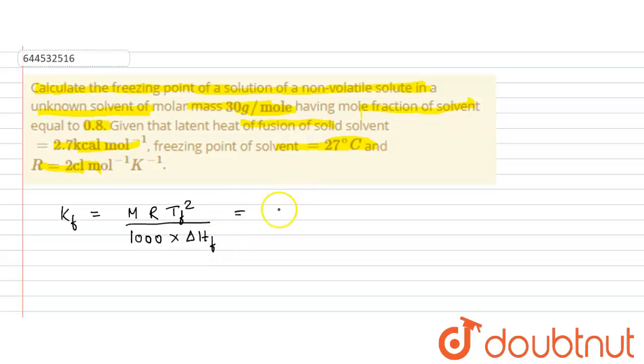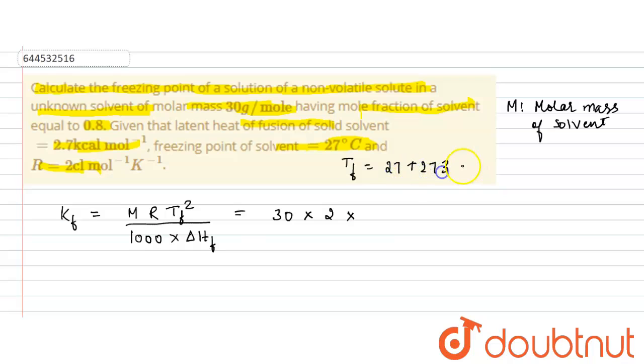So now let's substitute the values which are given to us. The value of M is the molar mass of solvent, which is given as 30 gram. So it is 30 into the value of R, which is 2 calorie mole inverse, in terms of calories, and Tf square. What is Tf? You can see the freezing point is given 27 degrees centigrade, so in terms of Kelvin it will be 273 plus 27, which equals 300 Kelvin. So it is 300 into 300. This is the whole value.